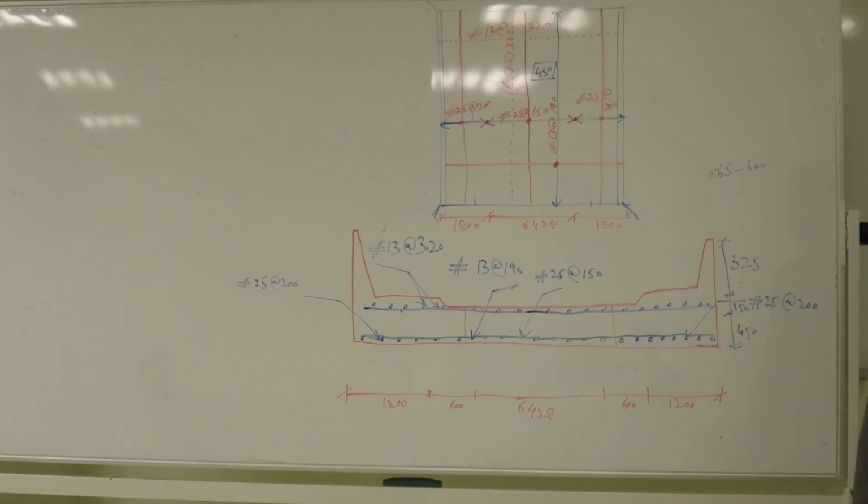Okay, any question? About the distribution steel, we take it as a uniform, as a cage, one cage. Yes. Why we didn't take it for the main as the same? We can do that, but it will be expensive. Because the main steel is number 25.